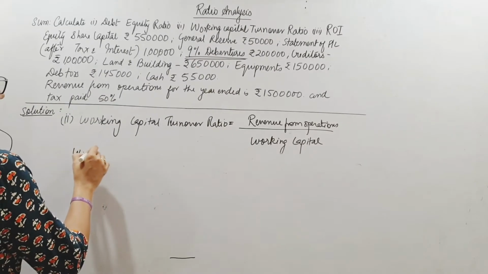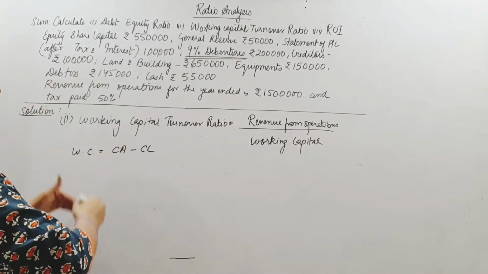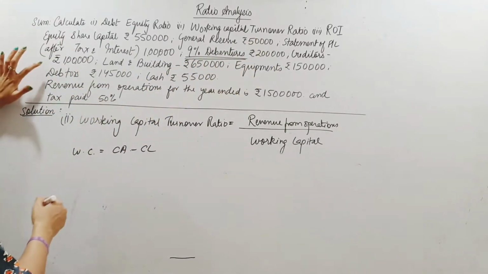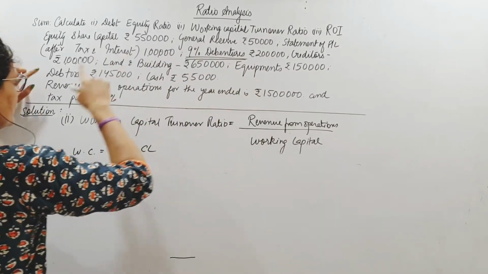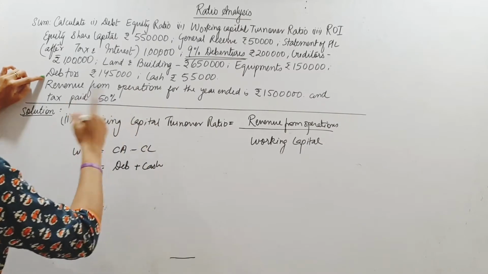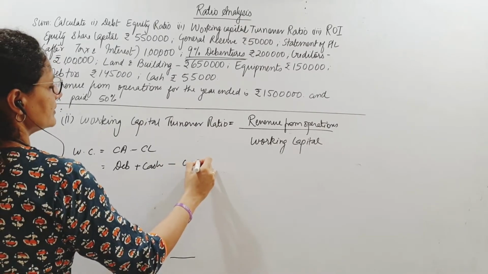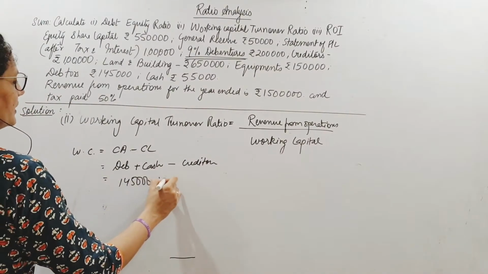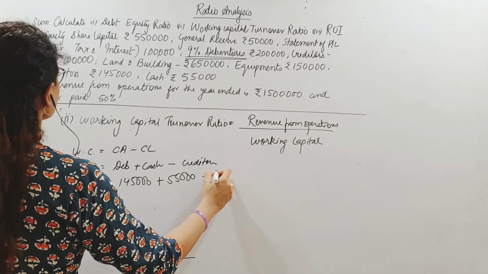So working capital, let us find out working capital. Current assets minus current liabilities, I know that. So what do I have to do? Take current assets, and subtract current liabilities from it. Current assets starts from creditors. Creditors is a liability. So let us take the assets first. Building, fixed asset, equipment, fixed asset, debtors. Okay. So we have debtors plus cash, current assets, and minus creditors. So this will be like 1,45,000 plus 55,000 minus creditors is 1 lakh.